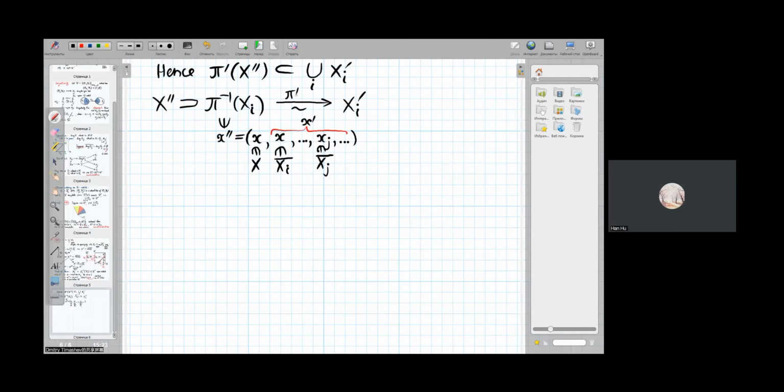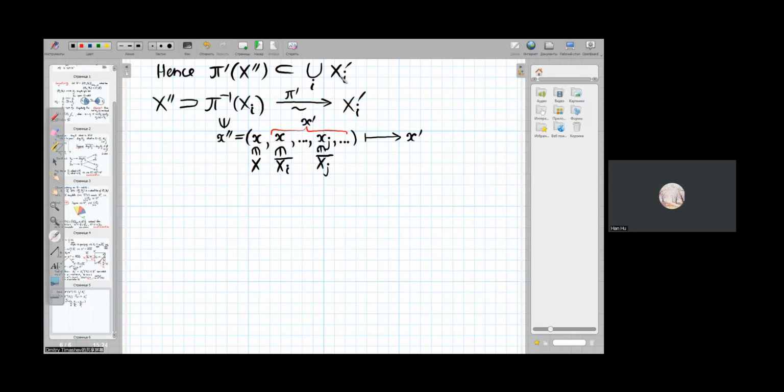And the projection map pi prime just takes x double prime to x prime. So this means that we just forget this. But you can restore the first component in here from this, because it is the same point. And this gives you that this map is an isomorphism. Okay?